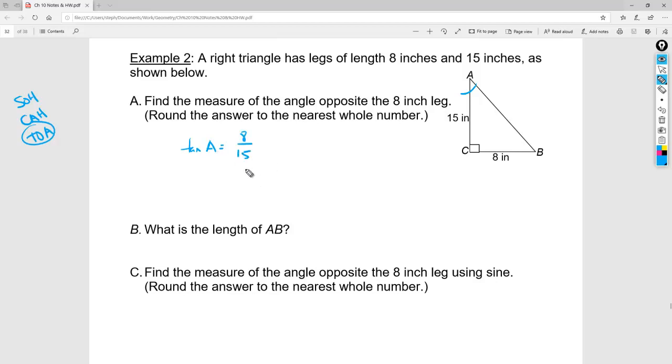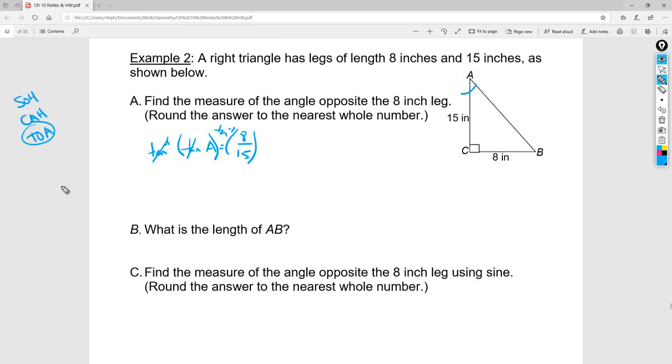Alright, now I need to solve for A. I need to isolate A, which means I can't have this tangent here. So the way that we'll actually use our inverse trig is, it's similar to multiplication, but it's not actually. I'm applying a whole new operation. I'm applying inverse tangent to both sides. Okay, so they will counteract each other. They'll kind of cancel out.